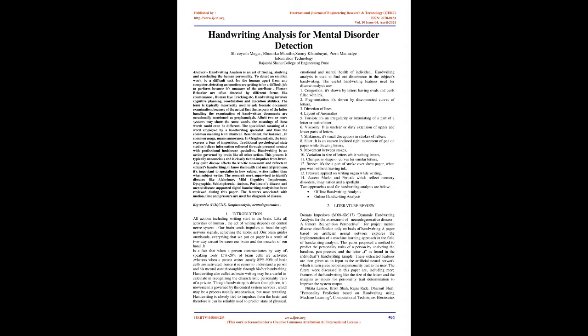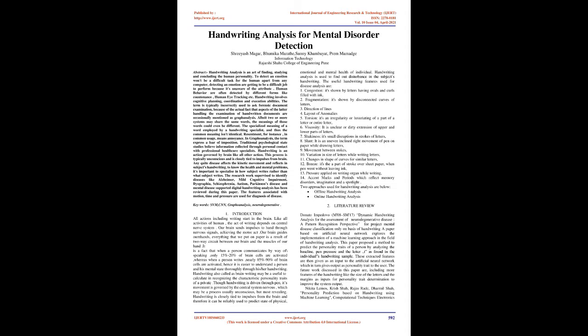It is a fact that when a person communicates by speaking, only 15%-20% of brain cells are activated, whereas when a person writes, nearly 85%-90% of brain cells are activated. Hence it is easier to understand a person and his mental state thoroughly through his or her handwriting.